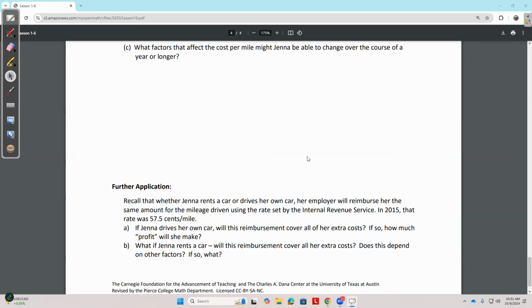Yeah, and the further application, we did it mostly because we took into account that reimbursement. So there's really nothing you need to do there. That's optional. But we did it anyway already, because we took into consideration her reimbursement. Boom, done. Woo!